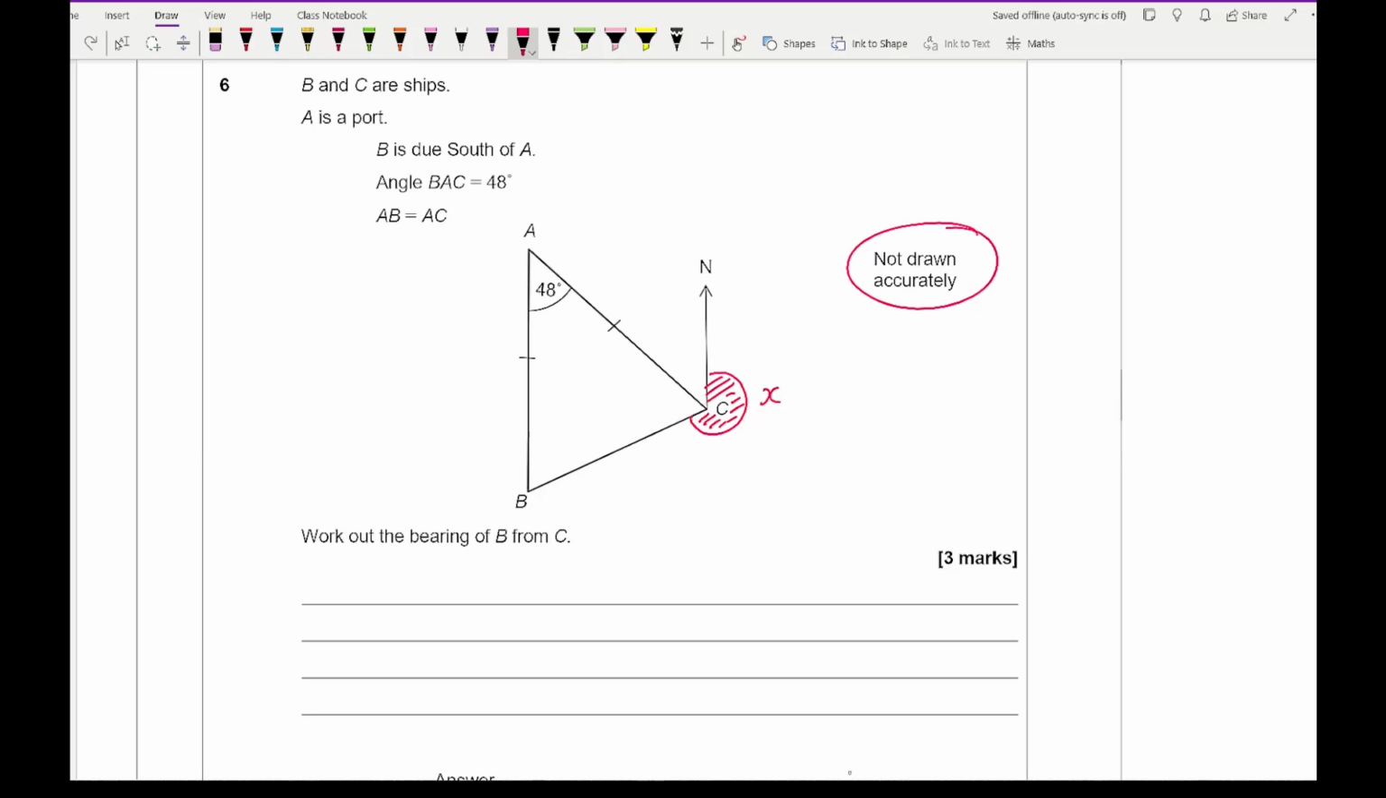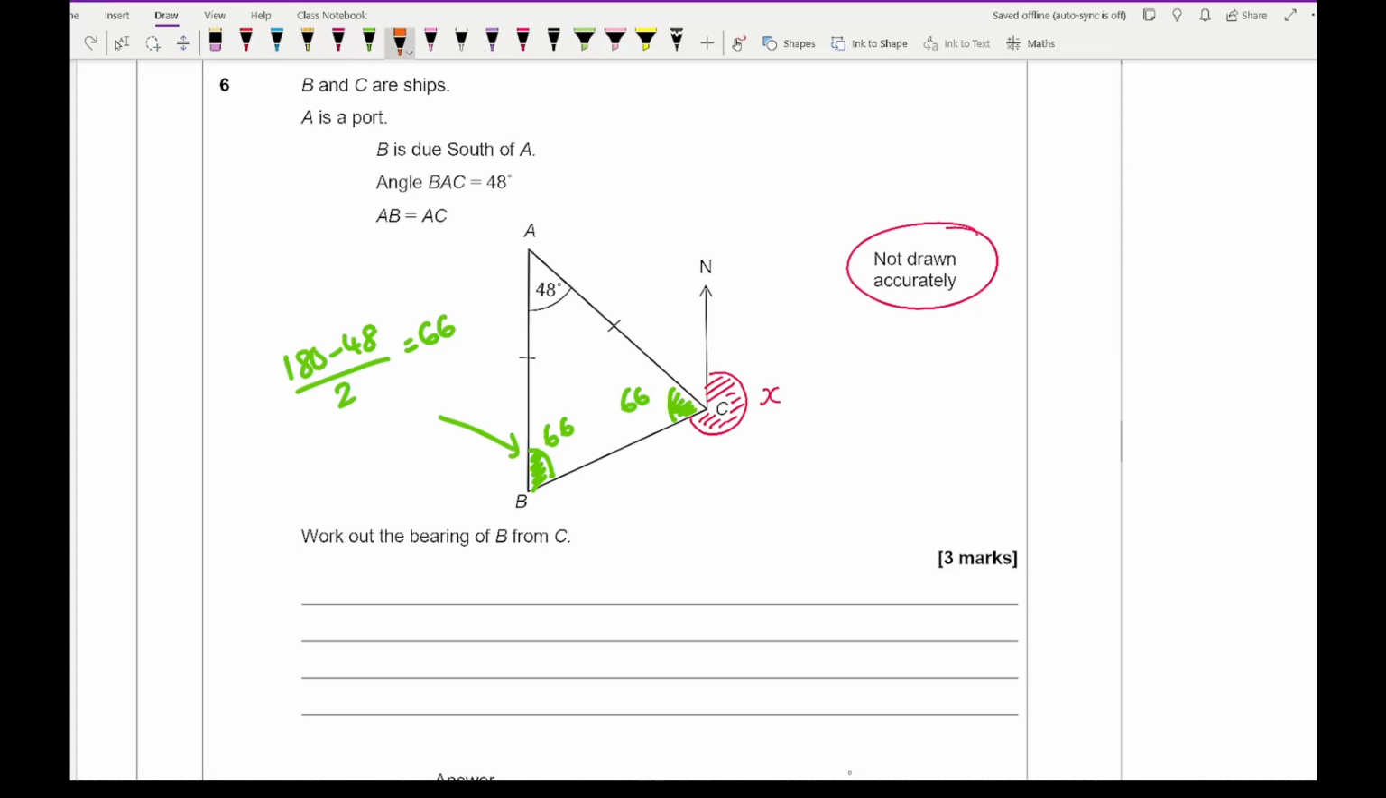So that is what I'm going to call X. So looking at the diagram, I can see it's an isosceles triangle, so I can first of all work out what these two angles here are going to be. Now this angle here is simply going to be 180 minus 48 divided by 2, which gives me an answer of 66. So that's 66 and that's 66.